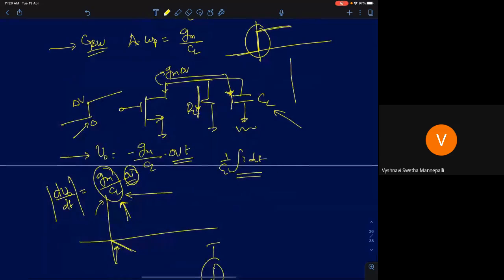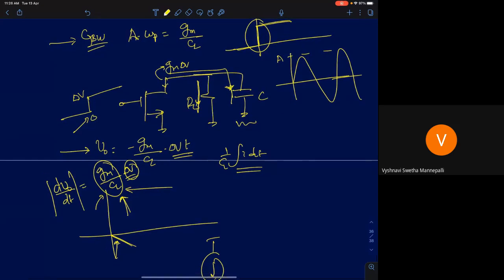So first, let me take this example. Let's say we have a sine wave which is oscillating with an amplitude A. I can write this sine wave as A sine omega naught t. Now, if I ask you, what is the slope of this function at t equal to 0, what will it be?